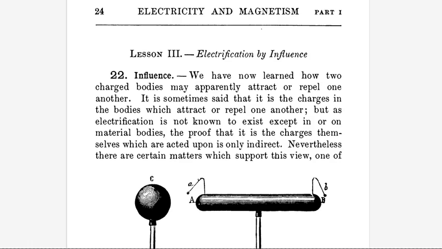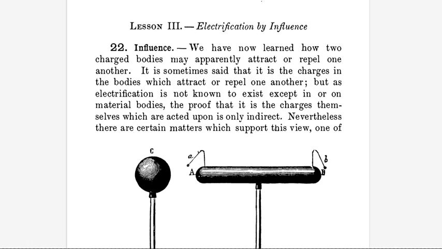Lesson 3. Electrification by influence. 22. Influence. We have now learned how two charged bodies may apparently attract or repel one another. It is sometimes said that it is the charges in the bodies which attract or repel one another. But as electrification is not known to exist except in or on material bodies, the proof that it is the charges themselves which are acted upon is only indirect.